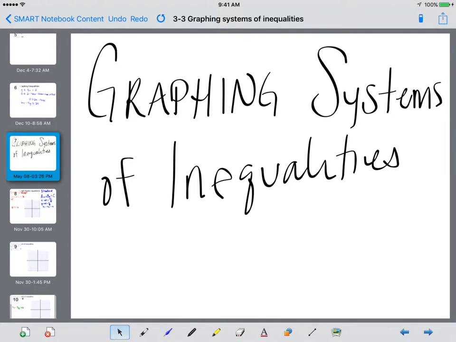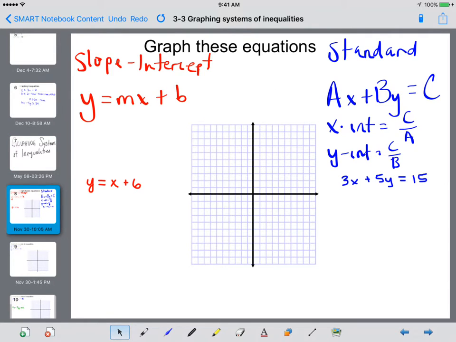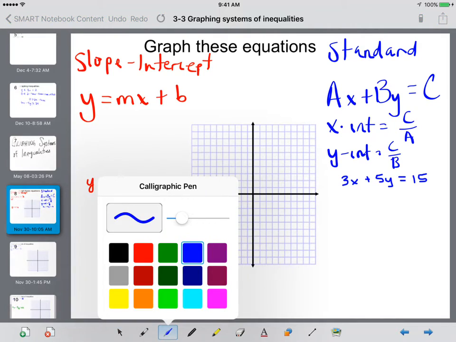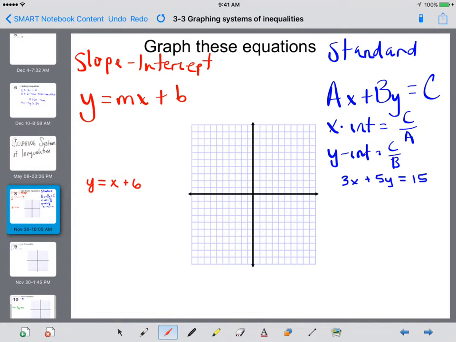In this video, we're going to discuss an overview of how to graph a system of inequalities. Now, to graph a system of inequalities, we need to remember two ways we know how to graph: slope-intercept form and standard form. Slope-intercept form is y equals mx plus b, where m is the slope and the number after the x is the y-intercept.